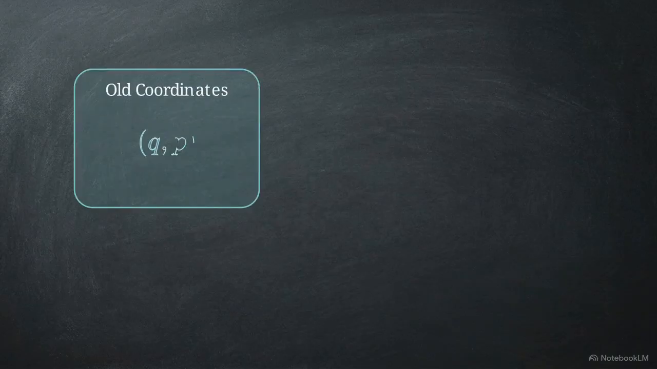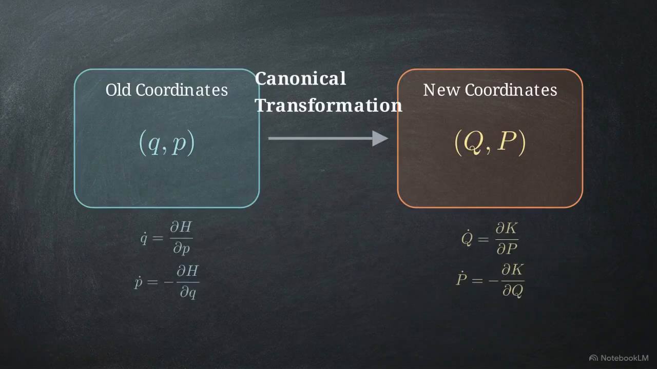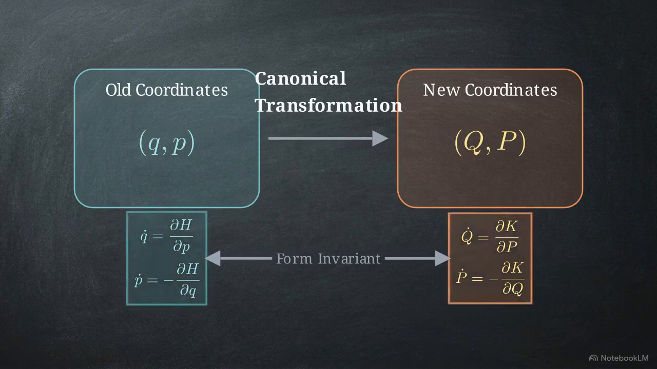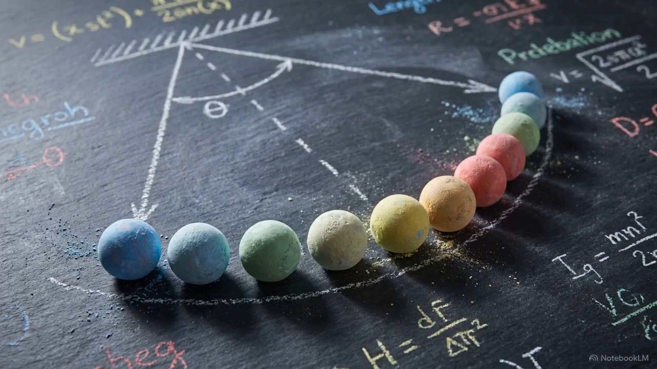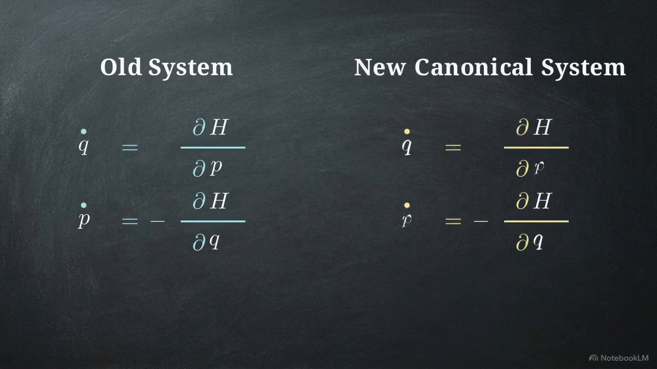When we shift from old coordinates, q and p, to an entirely new set, capital Q and P, we are performing a canonical transformation. For this shift to be valid, it must leave the fundamental laws of motion undisturbed. To remain canonical, the new variables must perfectly preserve the functional, symmetrical structure of Hamilton's equations.